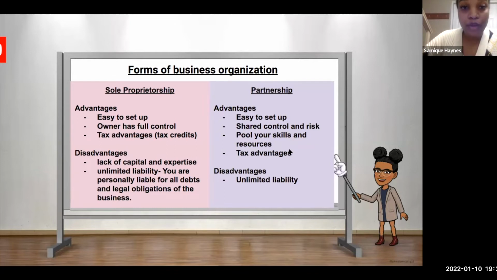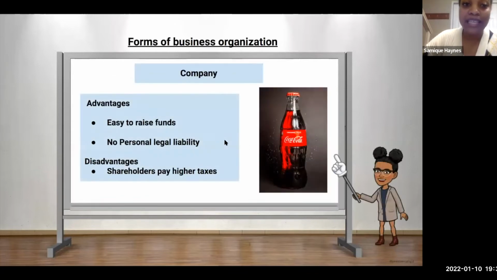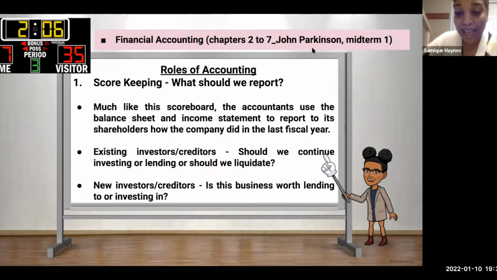But if we start up a company, one of the benefits is that it's easy for us to raise funds, as well as there being no personal legal liability, because we are considered a separate legal entity from the business. The business is its own entity and I am my own entity. Any questions so far? Did someone ask, what is a tax credit? A tax credit is something that reduces the taxes that you have to pay.